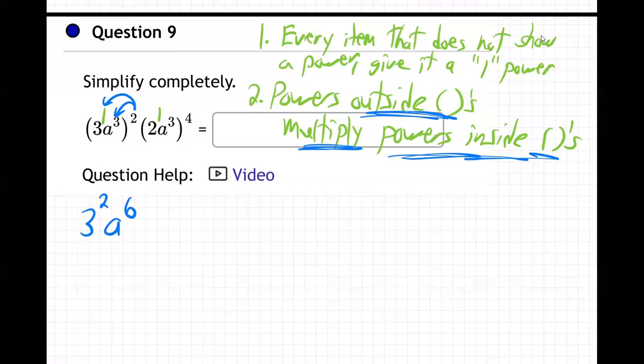You see what happened there? The mistake a lot of people make is they'll take the 2 and multiply the 3. They go 2 times 3 is 6. No. The 3 is a base. He's not a power. Powers multiply other powers, not bases.